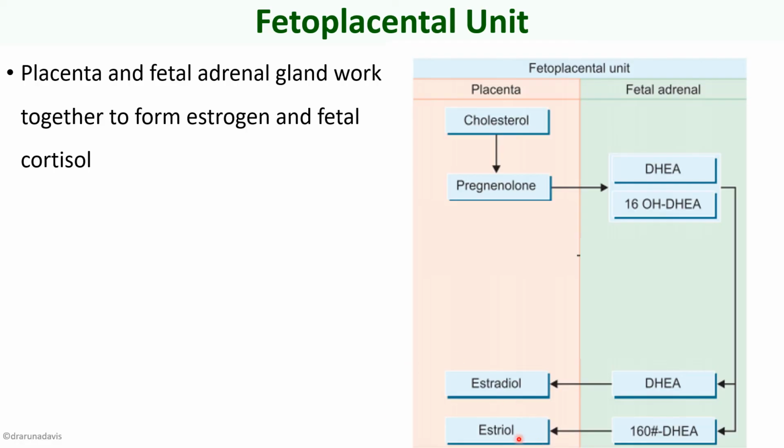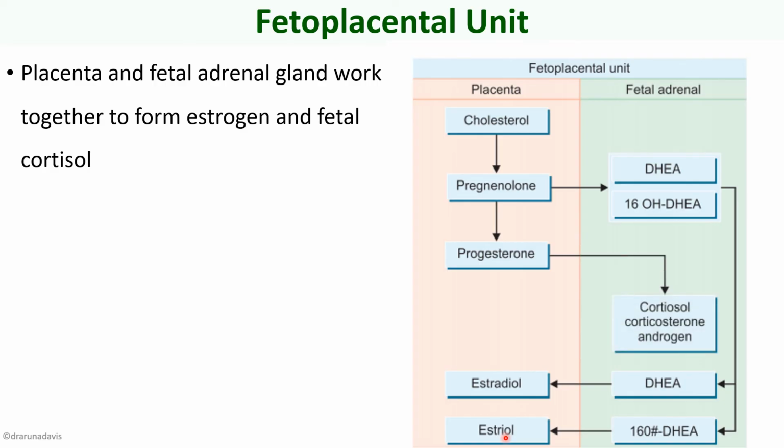So we've got estrogen here, right? Not only that, in one more step, the pregnenolone can be converted into progesterone, and this progesterone can be converted by the fetal adrenals to cortisol, corticosterone, and androgen. So to the maternal side, estrogen is produced and fetal cortisol is produced, and this whole thing works together as a unit, and that is why it is called the feto-placental unit.